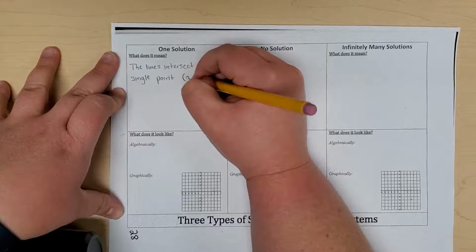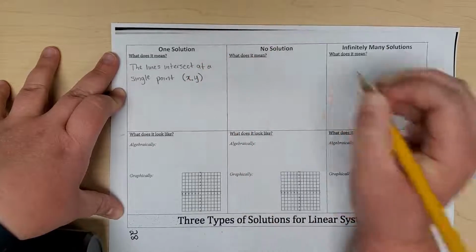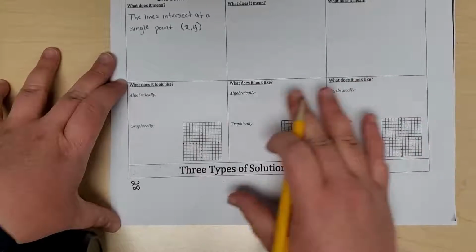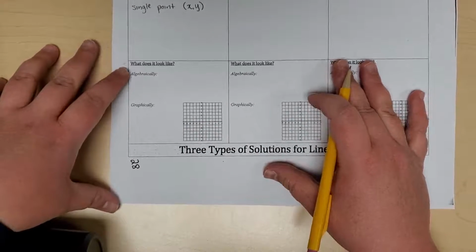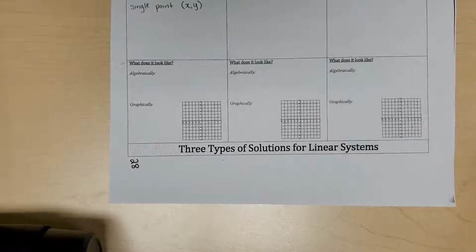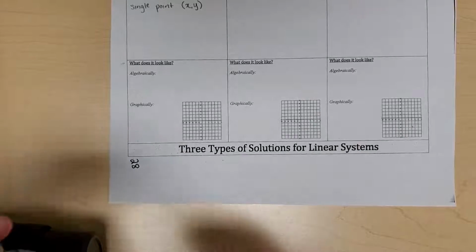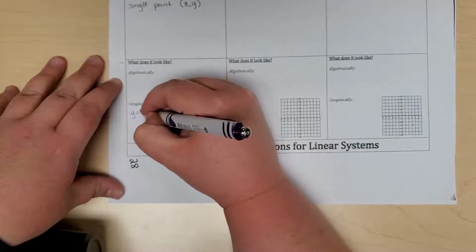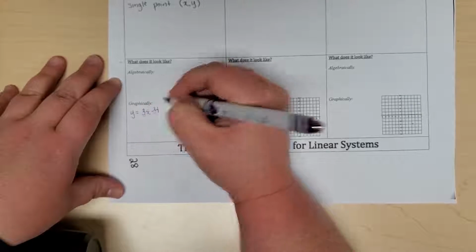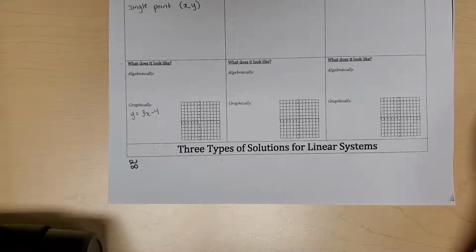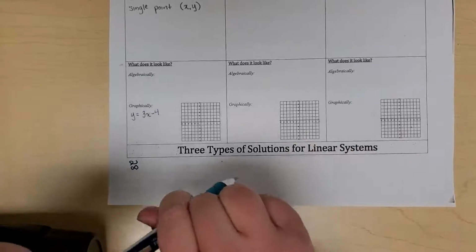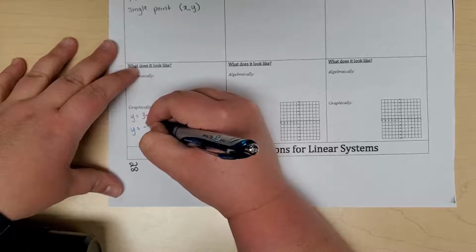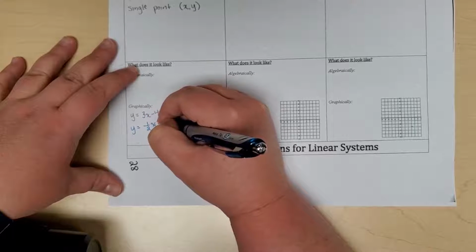So that means that your solution is just x comma y, okay? So what does it look like? We're not going to worry about algebraically right now. We're just going to focus on graphically. So for example, let's say I have the equation y equals 3x minus 4 and the equation y equals negative 1/2 x plus 3.